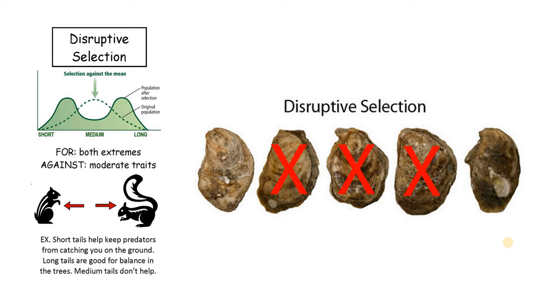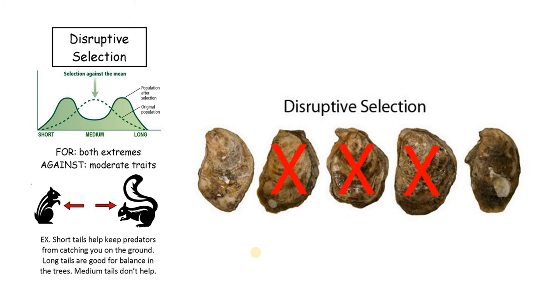Disruptive selection, always harder to think about. This is where the extremes are favoured. And the example that we've got for you is with oysters. Oysters are famous for being a seafood delicacy, and they have magical properties. Ask your teacher, or ask your parents about the properties of oysters. Wonderful things they do.